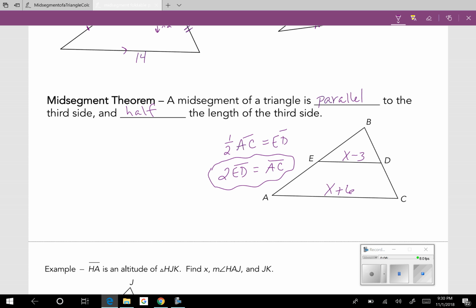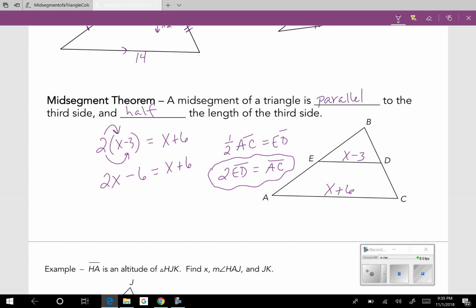So let's go and set up our equation here. We know 2 times ED, so we do 2 times, and ED is x minus 3. That's equal to x plus 6, because x plus 6 is what AC says. And now we're going to solve for x. So we multiply in. 2 times x is 2x. 2 times negative 3 is minus 6. That's equal to x plus 6.